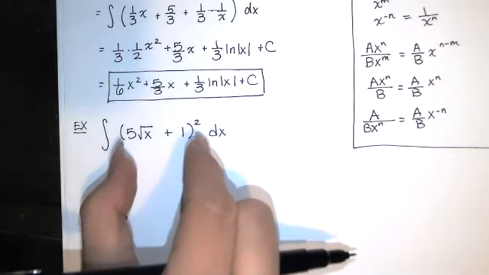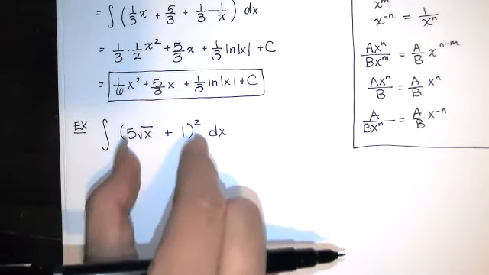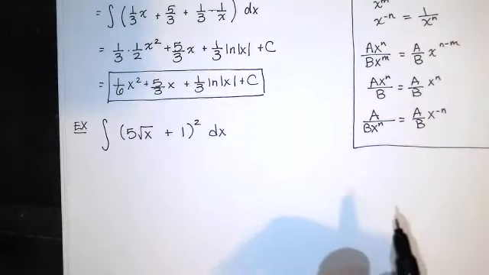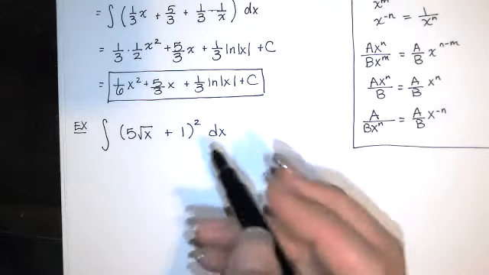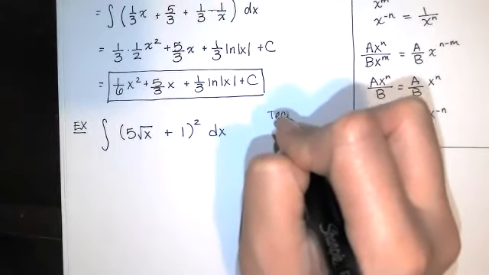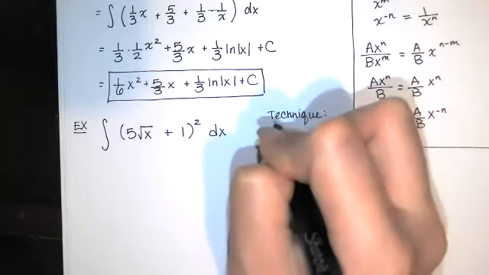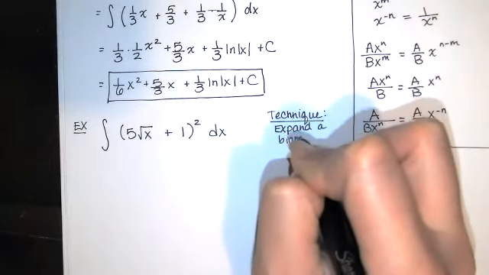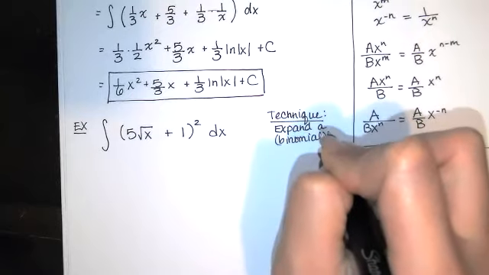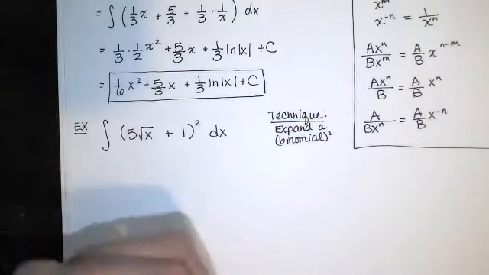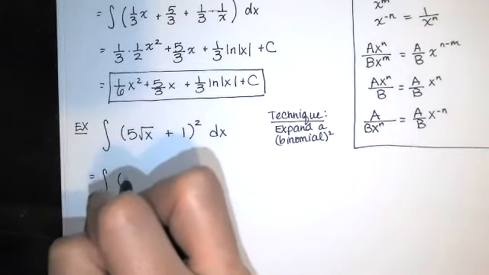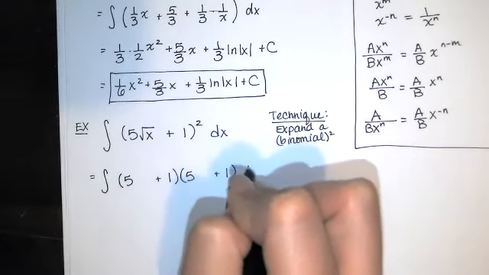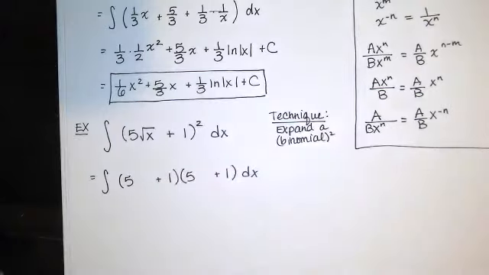If I want to antidifferentiate this, I can't antidifferentiate it in its current form, but if I write it twice in FOIL, then I'll probably have rules for that. So let's write this twice in FOIL. This technique I call expanding a binomial squared, or if you have a trinomial squared, you would do the same thing. So I've got 5 times the square root of x plus 1 times 5 times the square root of x plus 1 dx.